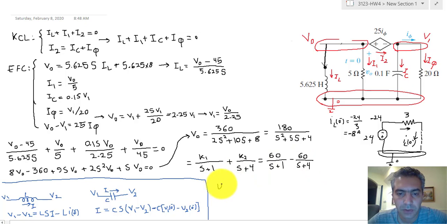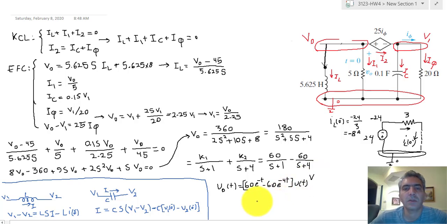Now, if we want to calculate V out of t, we just take the inverse Laplace transform of this function, which you can easily figure out that it is 60 e to the minus t minus 60 e to the minus 4t, and the whole thing obviously is multiplied by u(t), since everything started at t equal to 0.